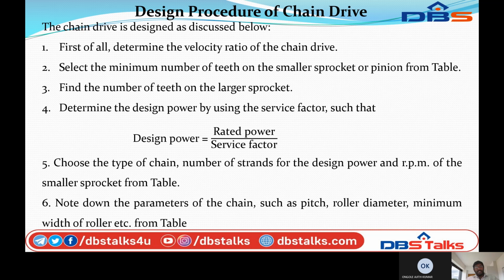Determine the design power by using the service factor, such that design power is equal to rated power times service factor. Choose the type of chain and number of strands for the design power and RPM of the smaller sprocket from the table. Note down the parameters of the chain such as pitch, roller diameter, minimum width of the roller, etc. from the table.